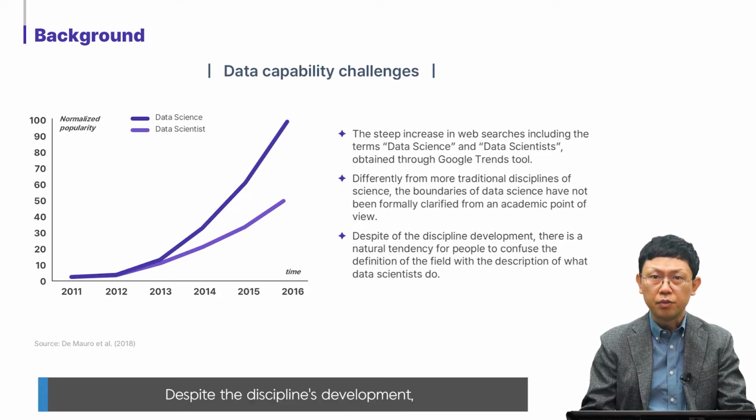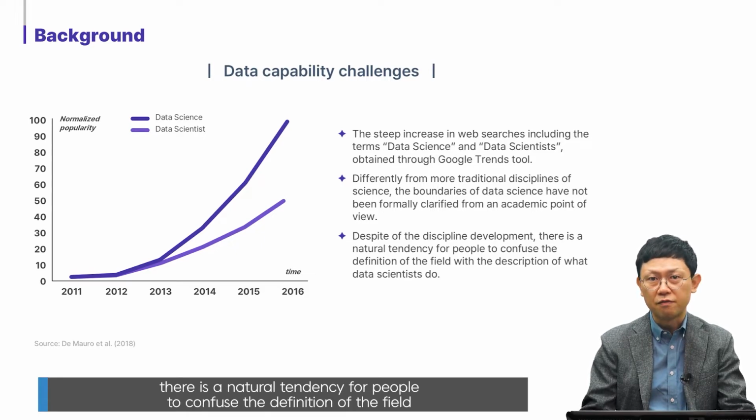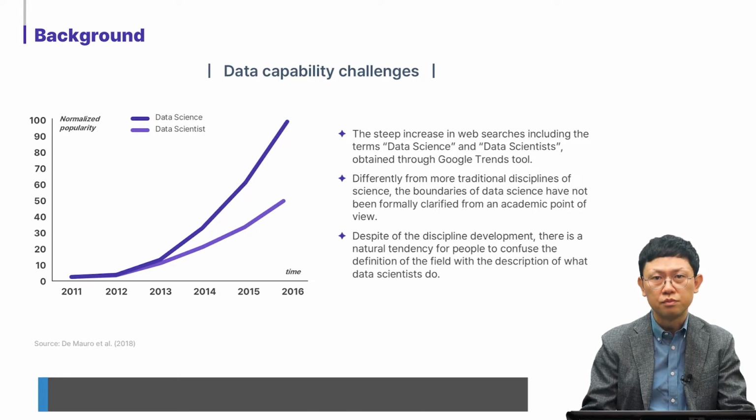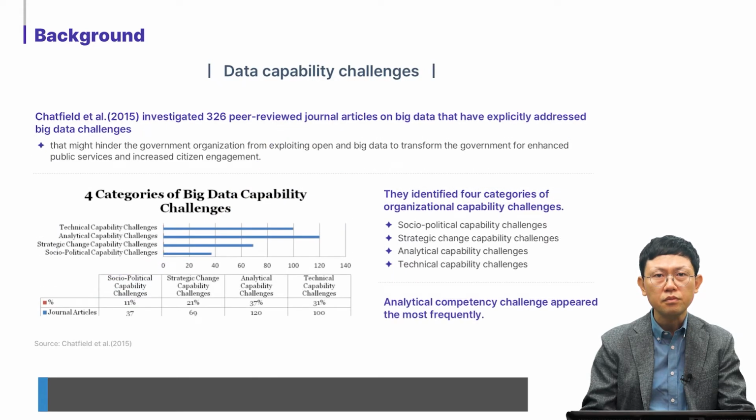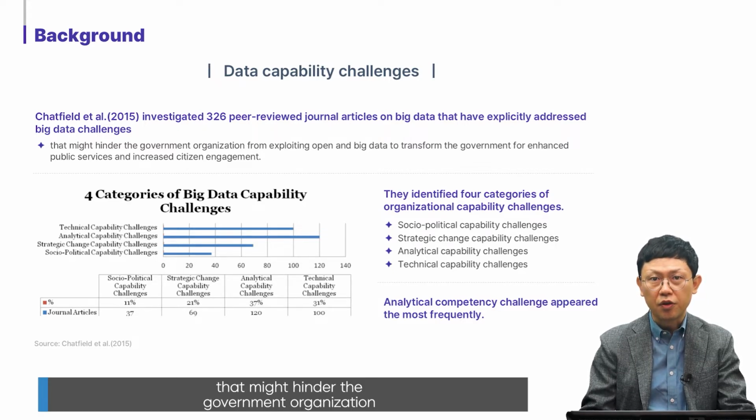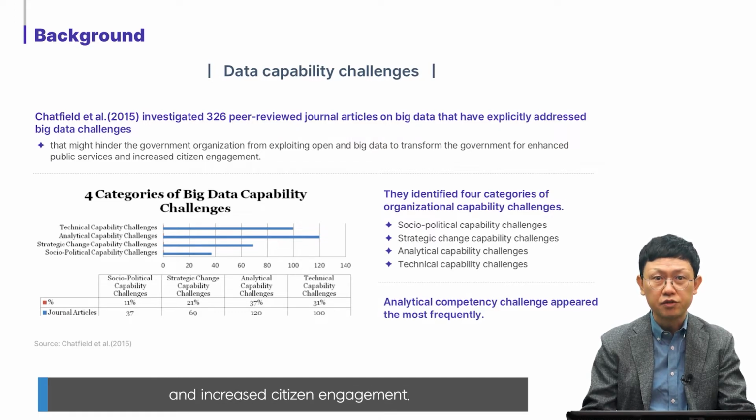Despite the discipline's development, there is a natural tendency for people to confuse the definition of the field with the description of what data scientists do. Tuffield et al. 2015 investigated 326 peer-reviewed journal articles on big data that have explicitly addressed big data challenges that might hinder the government organization from exploiting open and big data to transform the government for enhanced public services and increased citizen engagement.